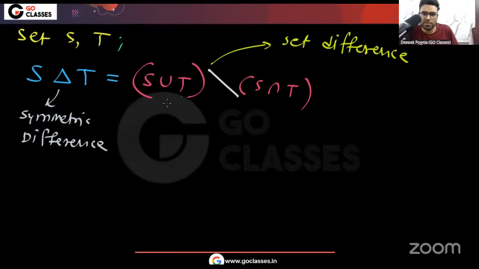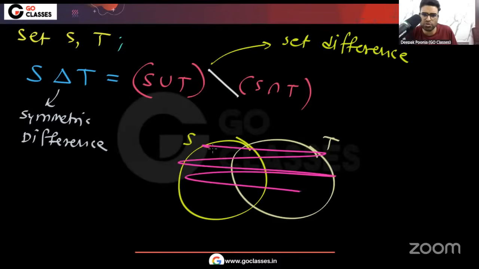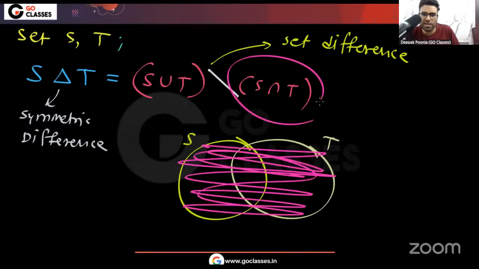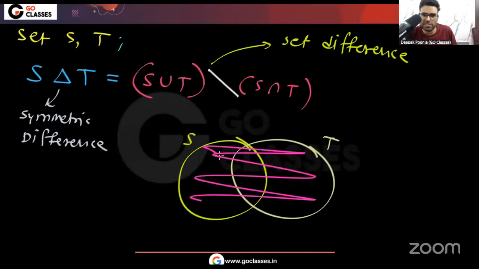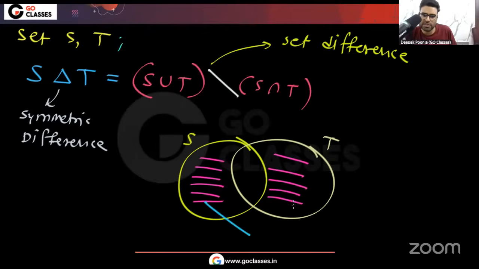You can easily create the Venn diagram to understand what the symmetric difference is. So let me create the Venn diagram. If this is your set S, and this is your set T, then from S union T, we are removing S intersection T. From this S union T, this common area we are removing. So which area will we get? We will get this area. This is your symmetric difference. Is this clear?